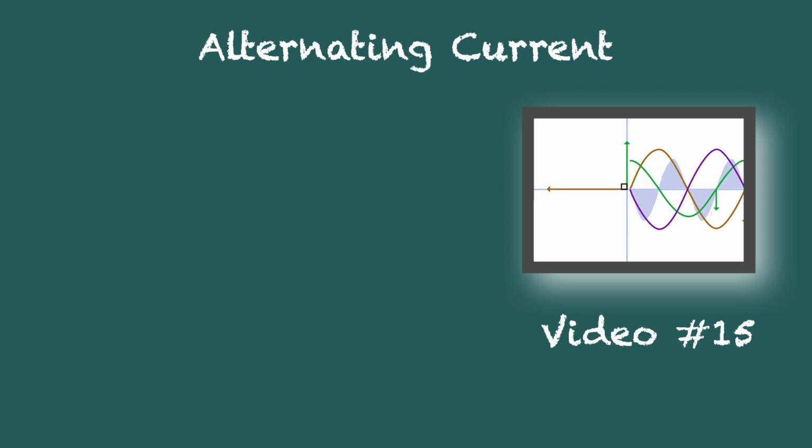This is the 15th video in my series on alternating current. In this video, I'm going to take a look at voltage and current in a circuit in both time and phasor domains, but this time we'll be looking at a capacitor in the circuit.